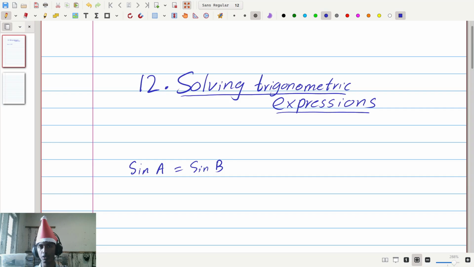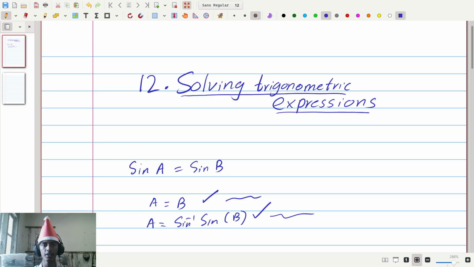If we get down to something like this, you might be tempted to just say, well, that's easy, A equals B. While this is correct, it's not the only solution. Some of you might instead write this as A is equal to the sine inverse of sine B. This is also not correct. It is correct as one of the solutions, but it's not the full solution. For any such trigonometric expression that you might have, there are multiple solutions that you can have.